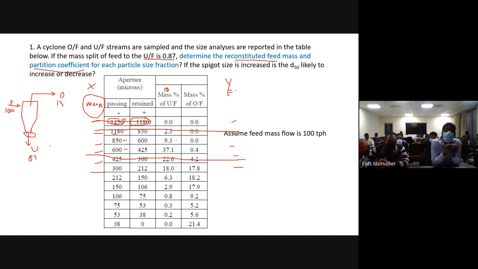And the second question is, for the three streams, the feed stream, underflow and overflow streams, how can the mass flow rates of those three streams be determined from the given information? Okay, thank you.